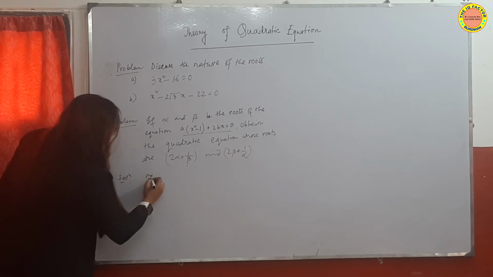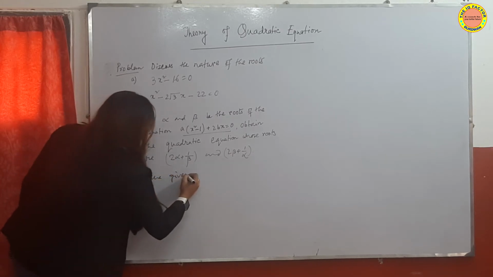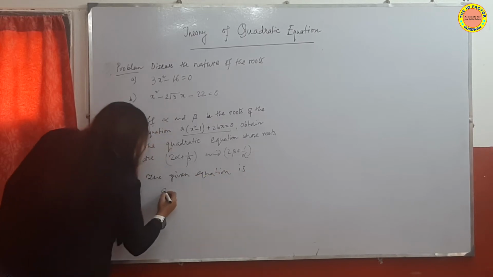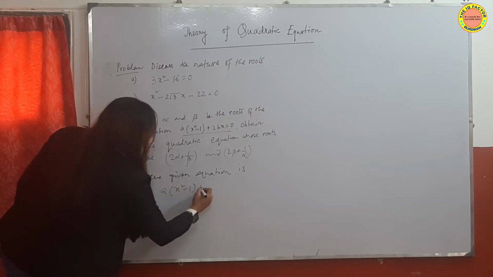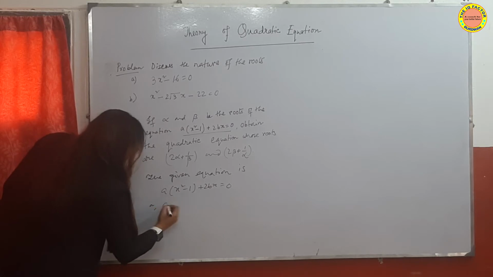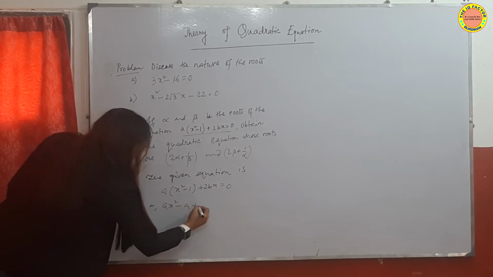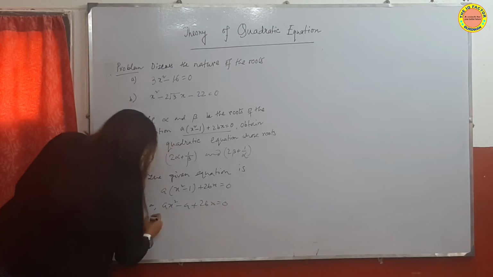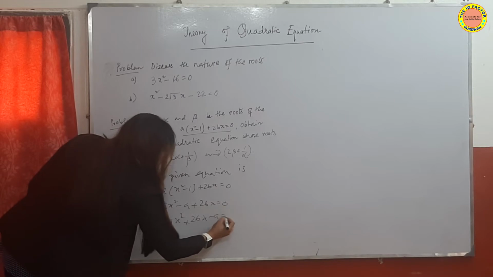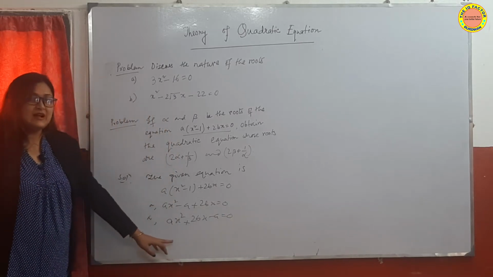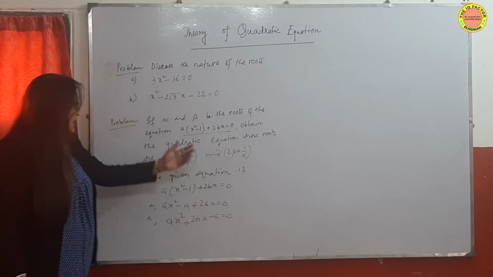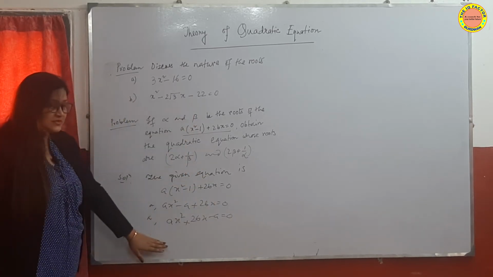Solution. Here the given equation is a into x square minus 1 plus 2bx is equal to 0. Simplifying this, it is ax square minus a plus 2bx is equal to 0. If we arrange that equation, it is a quadratic equation, ax square plus 2bx minus a is equal to 0, and now alpha and beta are given as the two roots of this equation.